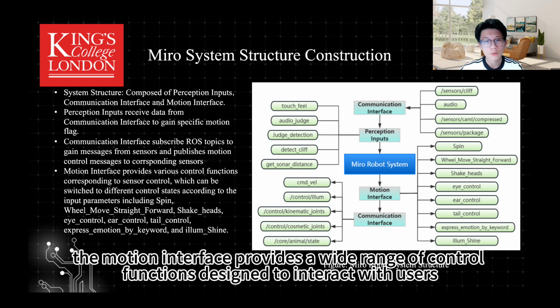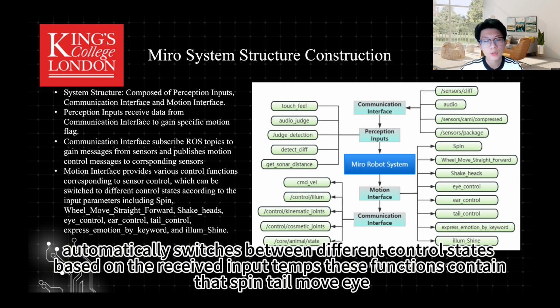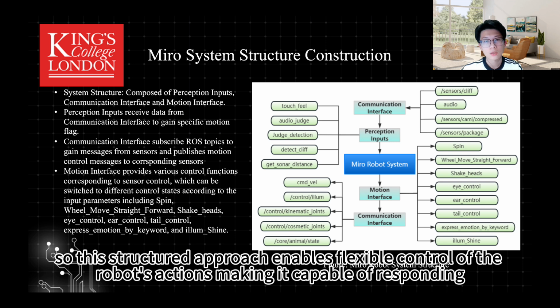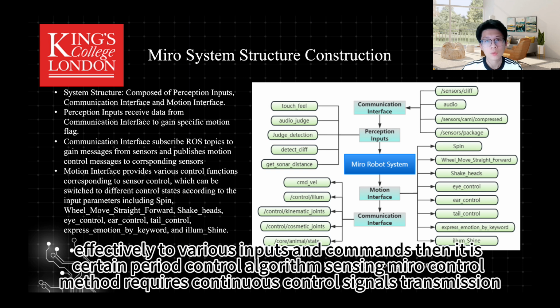Finally, the motion interface provides a wide range of control functions designed to interact with users. It dynamically switches between different control states based on the received input parameters. These functions span wheel movement, eye, ear, and tail control, and so on. So this structured approach enables flexible control of the robot's actions, making it capable of responding effectively to various inputs and commands.